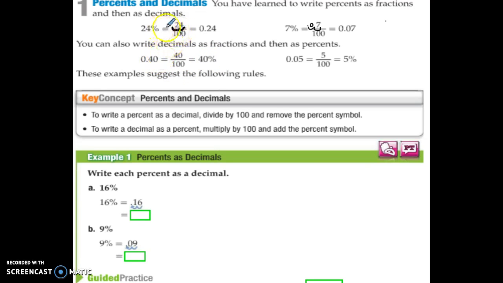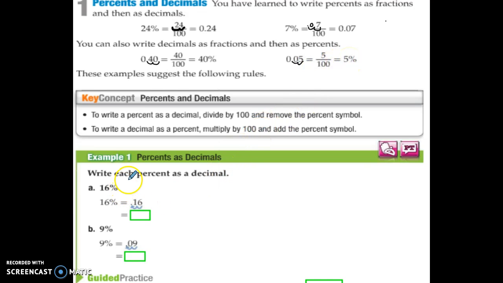Alright, so if I go from a percent to a decimal, I move the decimal 2 times to the left. If I go from a decimal to a percent, I move the decimal 2 times to the right, and then I add a percent sign at the end. So 0.05 as a percent: I move it twice, it becomes 5%.